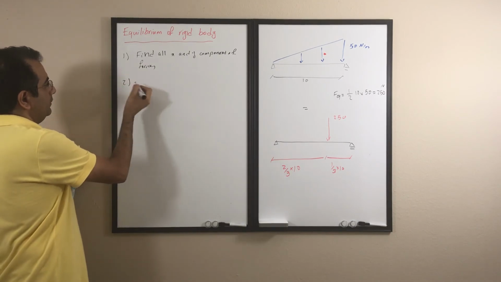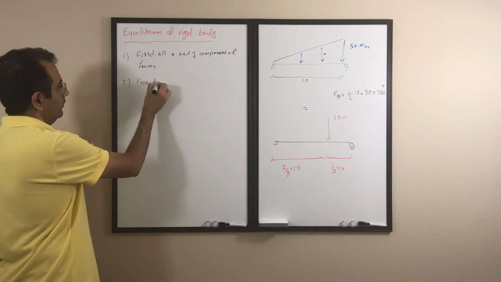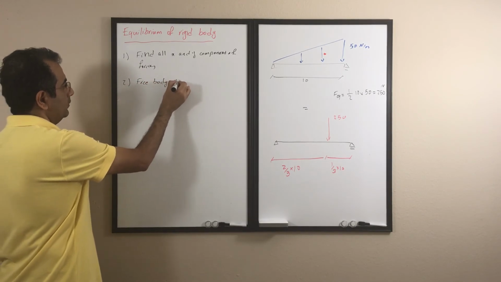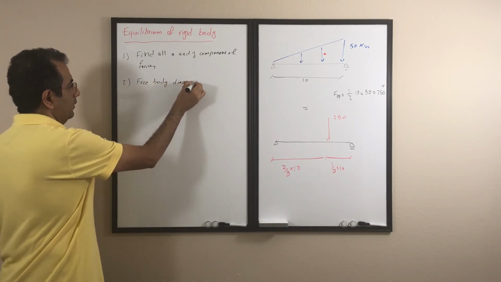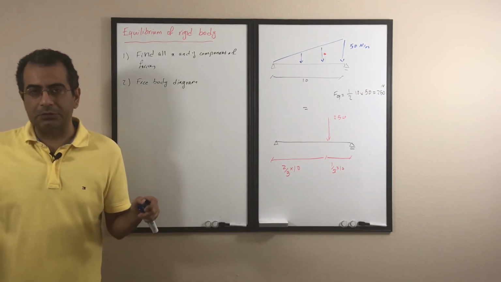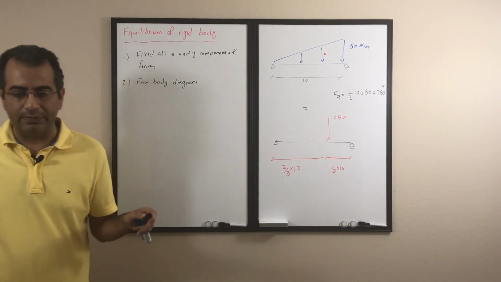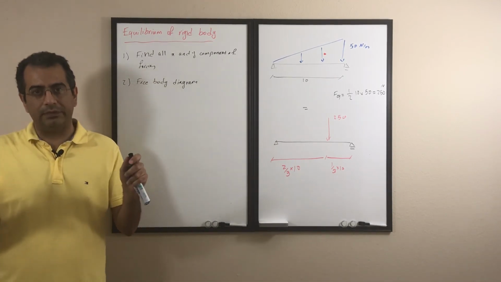The second step is to do the free body diagram. And to do that, the very first thing you will do is disconnect the rigid body from anything. Remove everything from the rigid body. Disconnect it from anything it is connected to, just the body itself.